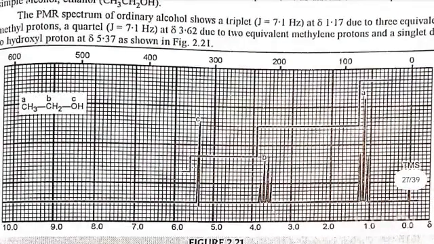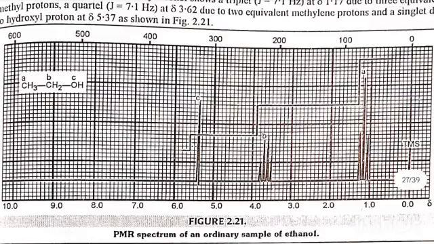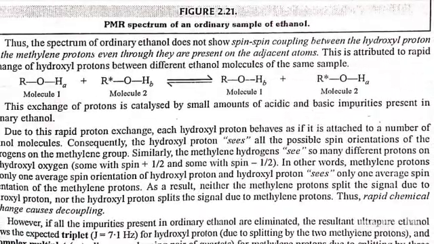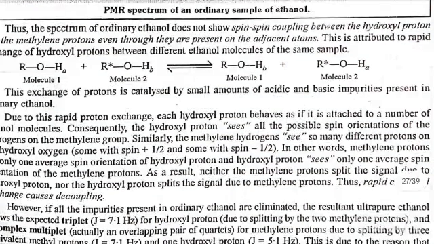The PMR spectrum of ordinary alcohol shows a triplet, J is equal to 7.1 Hz, at delta is equal to 1.17 due to 3 equivalent methyl protons, a quartet, J is equal to 7.1 Hz, at delta 3.62 due to 2 equivalent methylene protons, and a singlet due to the hydroxyl proton at delta 5.37. Thus, the spectrum of ordinary ethanol does not show spin-spin coupling between the hydroxyl proton and the methylene protons, even though they are present on adjacent atoms.